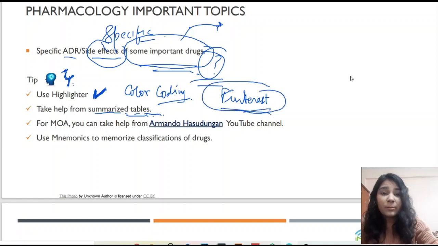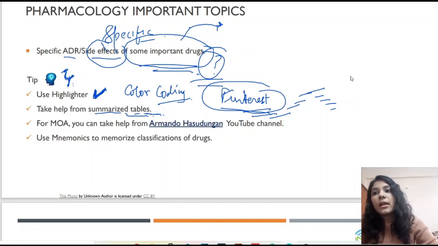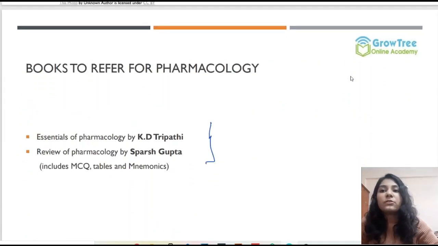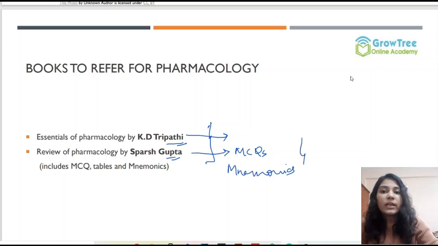And next is a very important tip which has helped me a lot. There's a YouTube channel by the name Armando Hasedangan, and he mainly makes videos on the mode of action. And the last one is the use of mnemonics. Okay, so there are these 2 books which I would suggest you to study. First is the K.D. Tripathi, which you all know. And the second one is the Sparsh Gupta. In this book you will find MCQs, mnemonics, and at the end of every chapter there are some tables which could help you in memorizing things better.